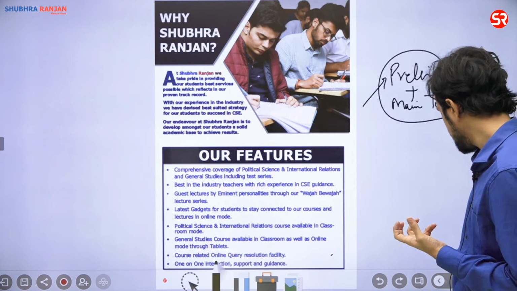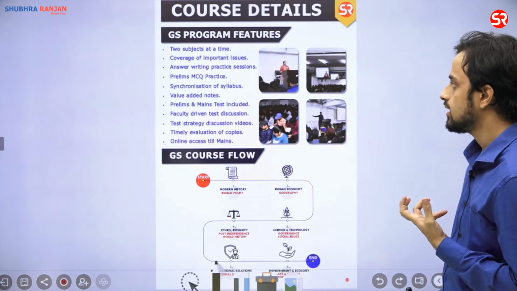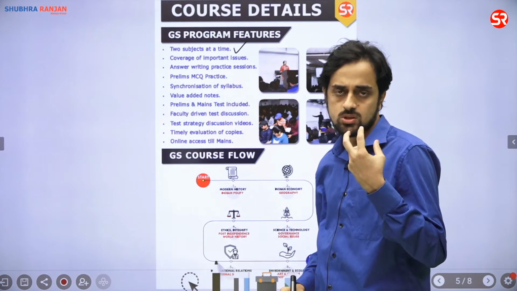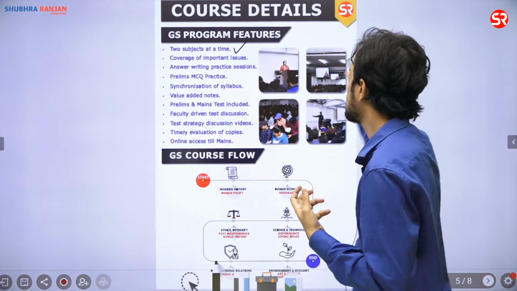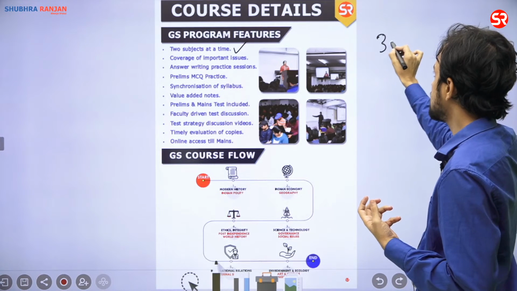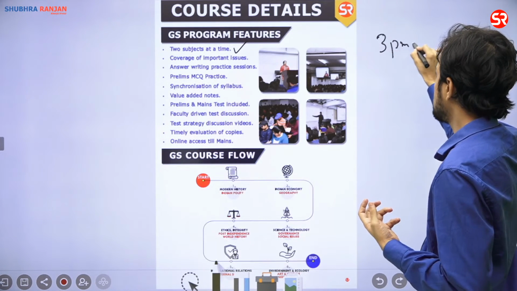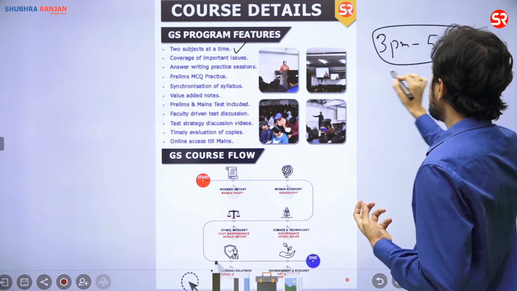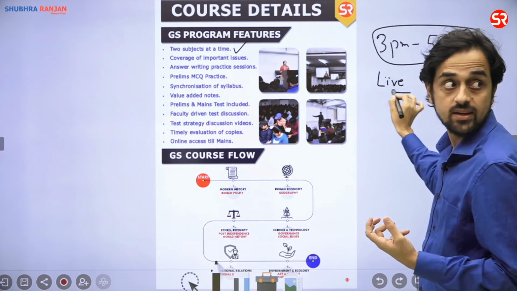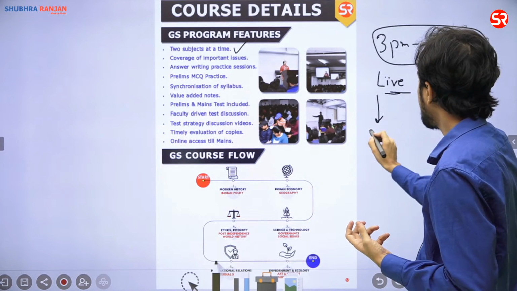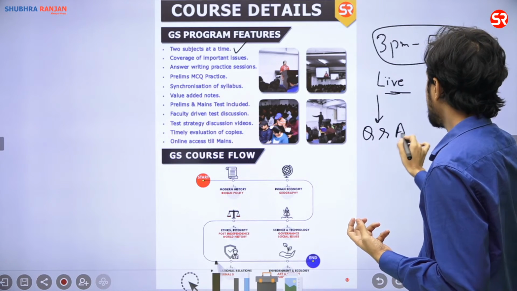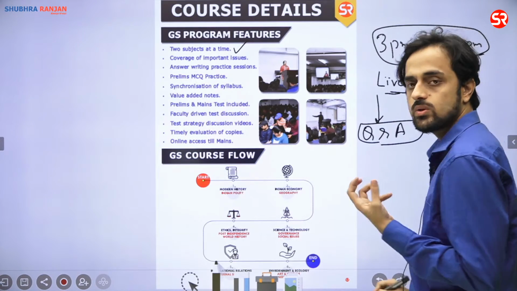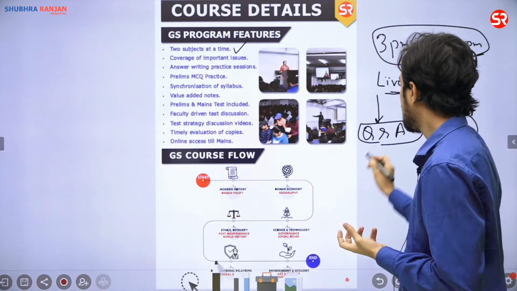Now, there are a few other things about how exactly the course is going to be conducted. The first important thing is that we're going to start with 2 subjects at a time, and the course is going to be conducted in a 3-step fashion. There will be a live lecture in the GS class from 3 p.m. to 5:30 p.m. This live lecture will be followed by a Q&A, a live session where the students can ask their relevant questions on the lecture itself.